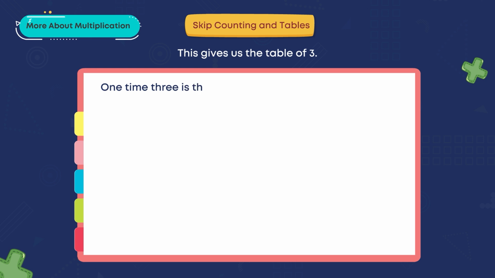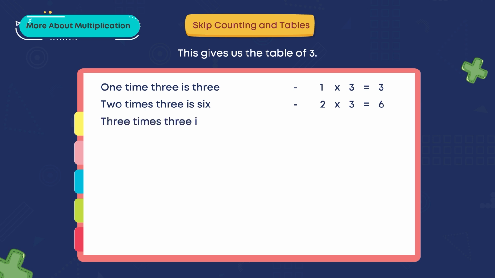1 times 3 is 3. 2 times 3 is 6. 3 times 3 is 9.